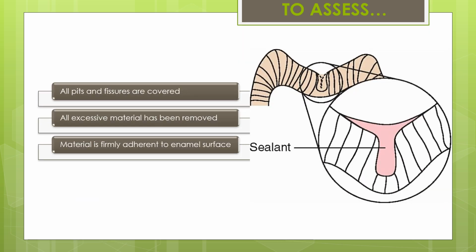So how do you assess? You have to check if all the pits and fissures are covered. If there is any excess material, you have to remove that, and the material should be firmly adherent to the enamel surface. So all these 3 points you should keep in mind to assess the effectiveness of your sealant.